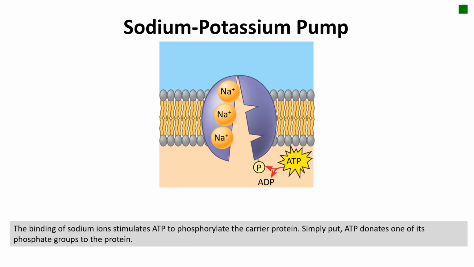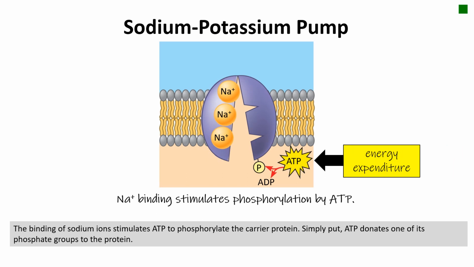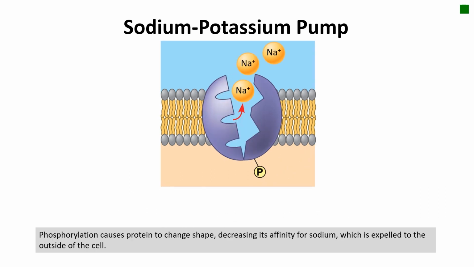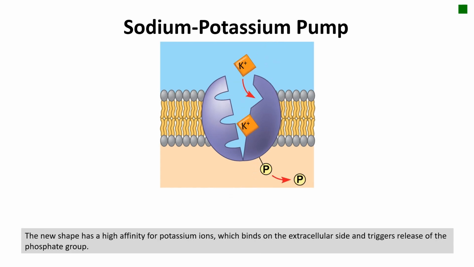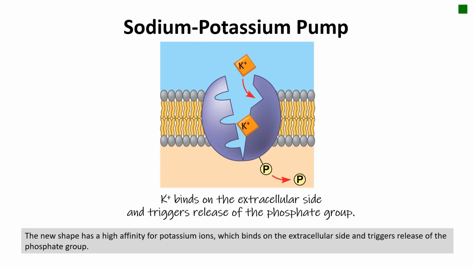The binding of sodium ions stimulates ATP to phosphorylate the carrier protein. Simply put, ATP donates one of its phosphate groups to the protein. Phosphorylation causes the protein to change shape, decreasing its affinity for sodium, which is expelled to the outside of the cell. The new shape has a high affinity for potassium ions, which bind on the extracellular side and trigger the release of the phosphate group.